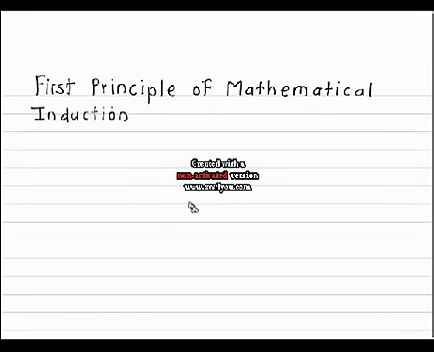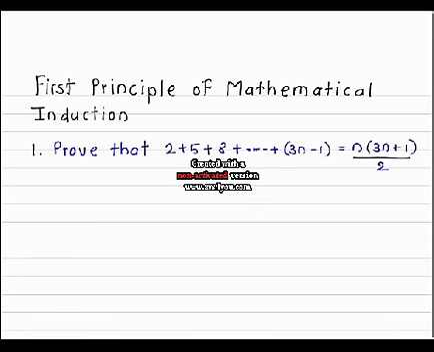In this session, we study the first principle of mathematical induction with the help of one of the examples. So in this example, we want to prove that 2 plus 5 plus 8 plus and so on plus (3n minus 1) is equal to n(3n plus 1) divided by 2. So for this statement, we have the LHS and RHS.